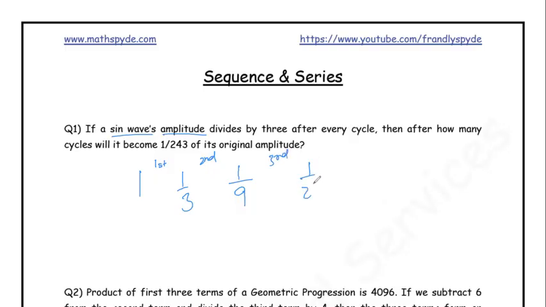After the third cycle, it becomes 1 by 27. After the fourth cycle, it becomes 1 by 81. And after the fifth cycle, it becomes 1 by 243. And so the answer is after how many cycles? So it's after 5 cycles. After 5 cycles. That's the answer.